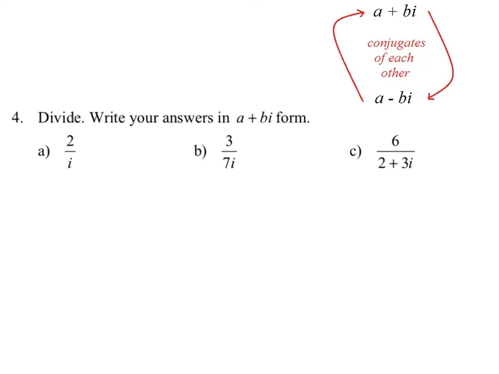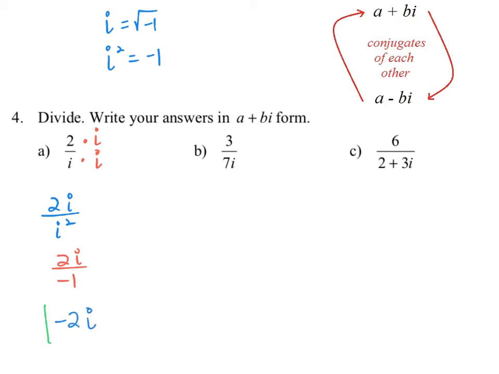So we can multiply the numerator and the denominator by i, so that we end up with 2i in the numerator divided by i squared. Now remember that i is the same thing as the square root of negative 1, and i squared is equal to negative 1. So the i squared in the denominator can be written as 2i divided by negative 1, or in simplified form, negative 2i as our final answer, and it's written in the form of a plus bi. In this case, a would be 0. So this only has an imaginary part.